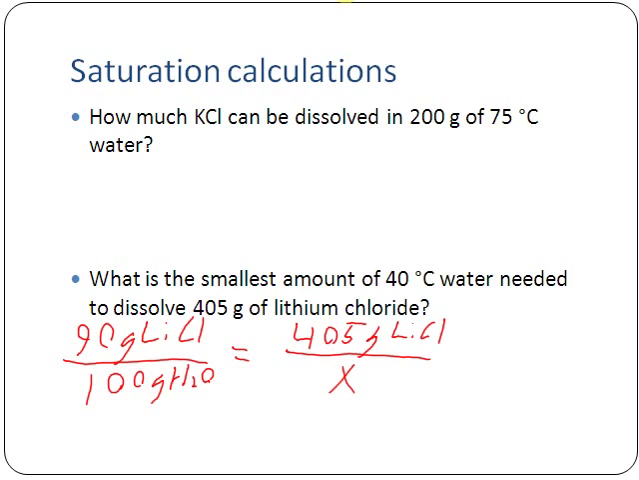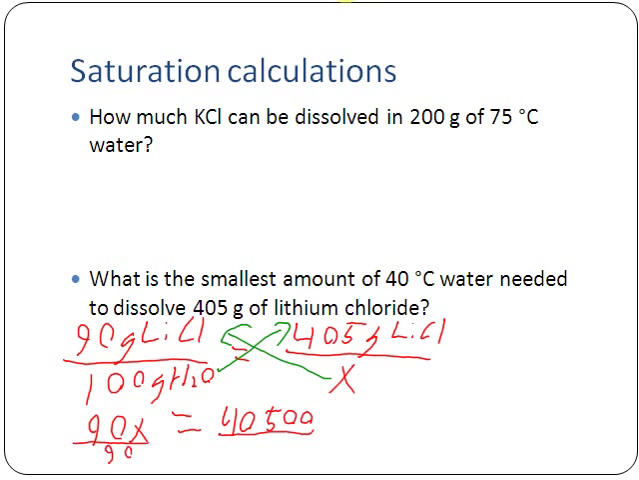Once again, I'm going to do my nice little cross multiplication here. Multiply the x up top, multiply the 100 up here. In doing so, I end up getting 90x on the left equal to 100 times 405, which is 40,500, if I'm doing the math in my head right. Divide both sides by 90. So 40,500 divided by 90, I get 450. And so my x is 450. So I would need 450 grams of water to do this.